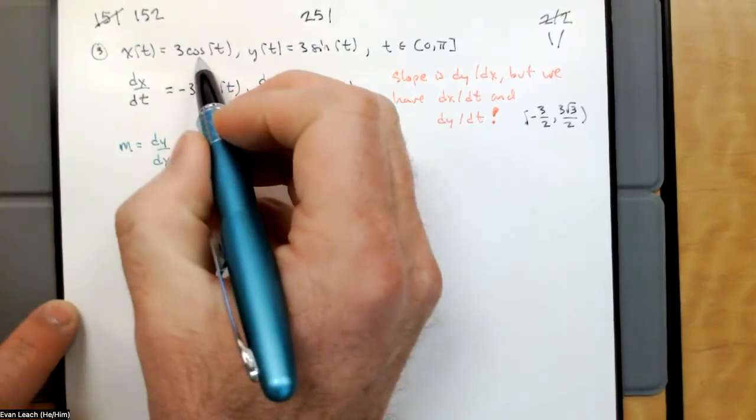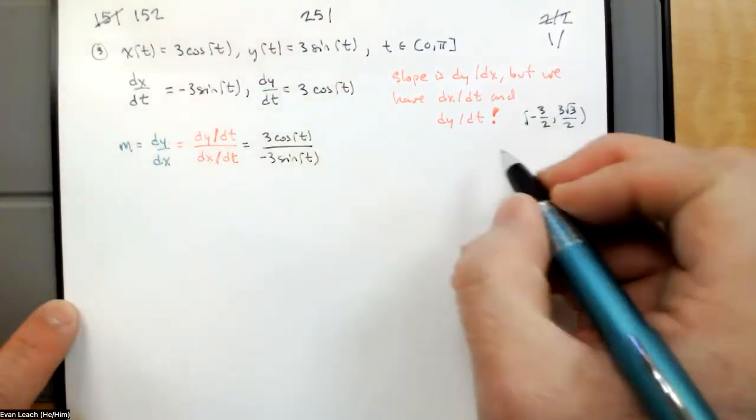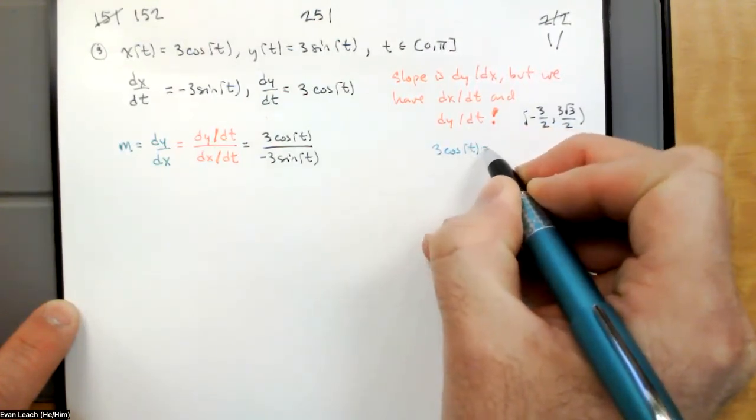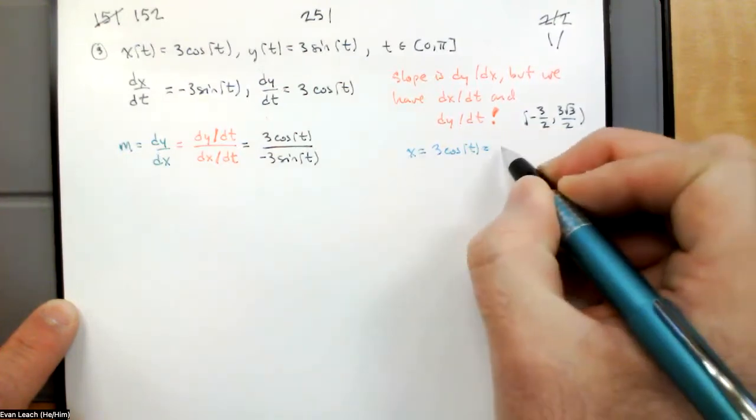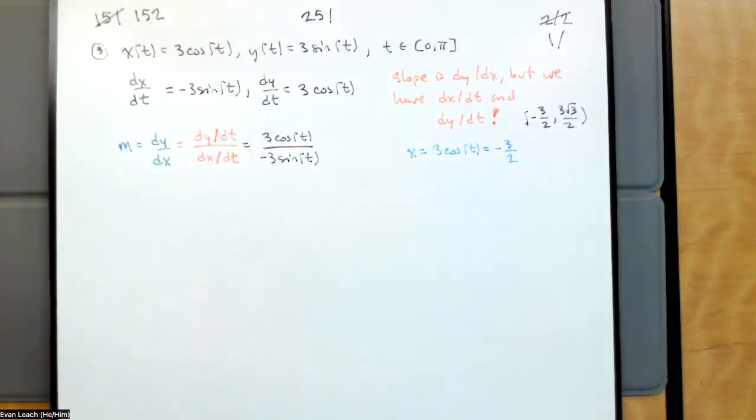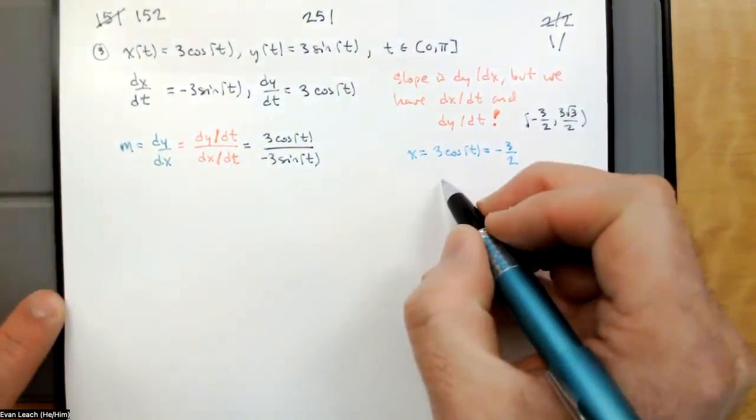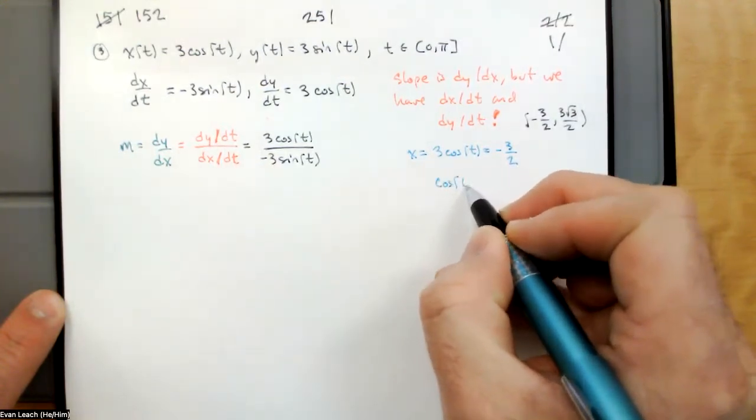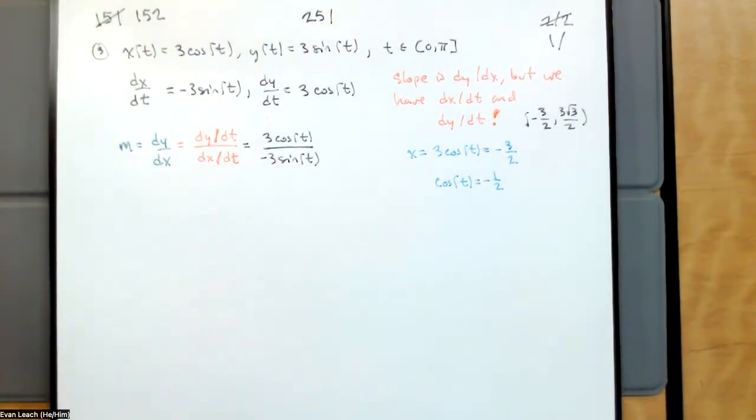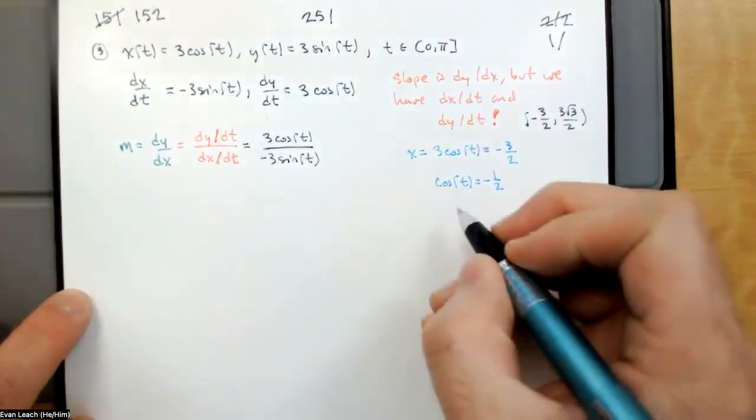Because what I want is I want 3 cosine of t to be negative 3/2. If we divide out the 3's, that tells us that cosine of t is negative 1/2. And that tells us that t is going to be a 60-degree reference angle in quadrant 2 or quadrant 3. Oh, 60 degrees. We should do this in radians. Pi over 3 radians.